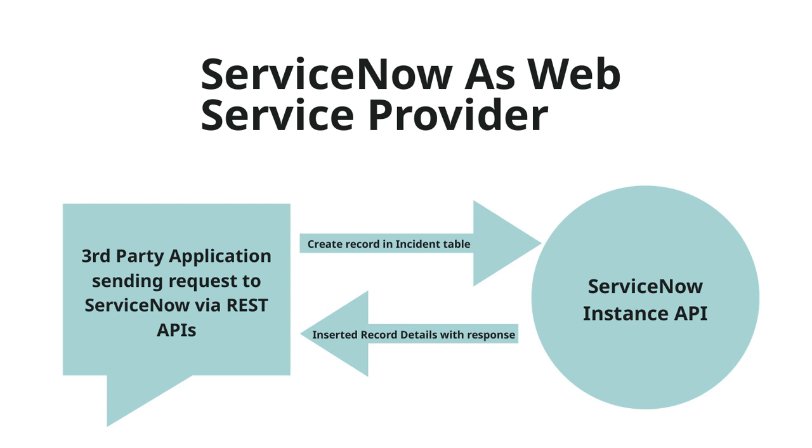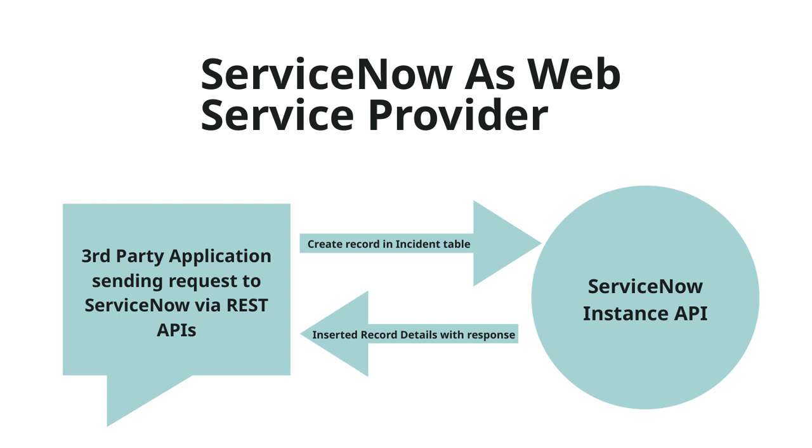One common example is creating a new record in the incident table. When a request comes in, ServiceNow processes it and creates the record in the database. After that, it responds with the details of the inserted record, confirming that the operation was successful.